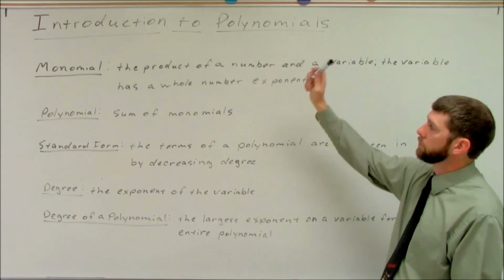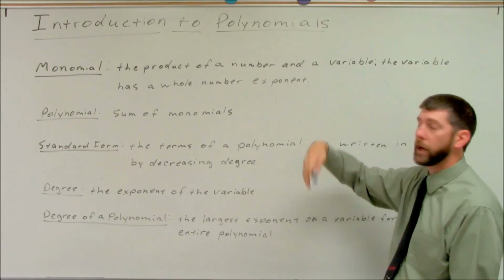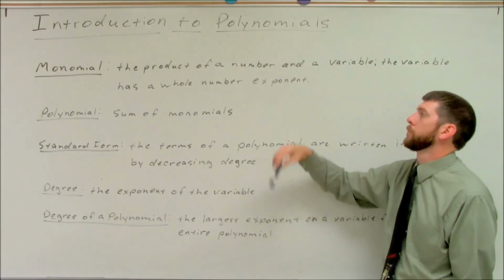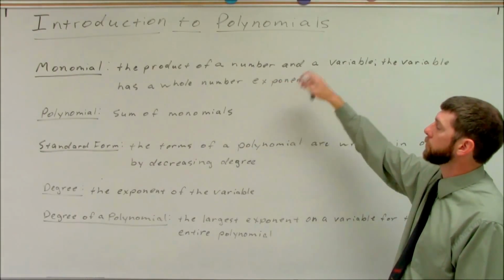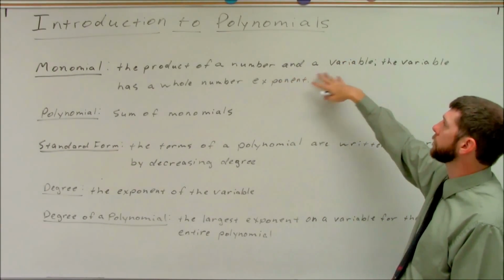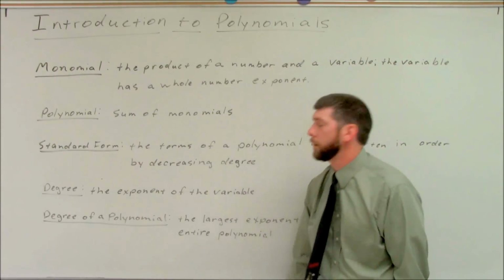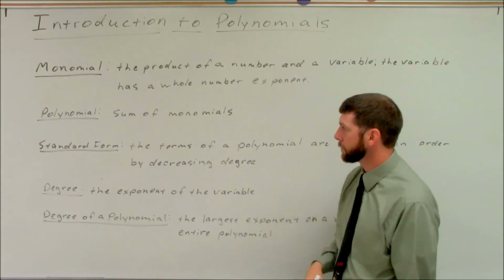So, monomial: a number, and that number can be 1, that number can be 0, that number can be any real number, and then the variable has to have an exponent of 0 or the counting numbers.